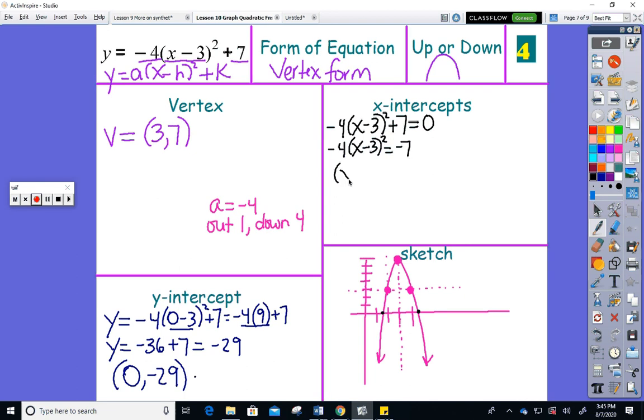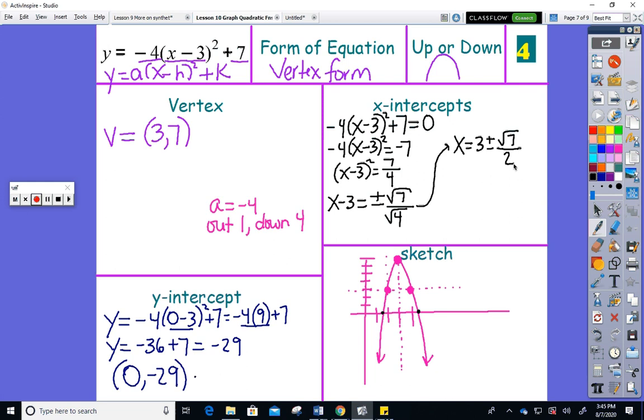I'm going to divide by the 4. So negative 7 divided by negative 4 is positive 7/4. Take the square root of the left and plus or minus the square root of the right. So that's the square root of 7 over the square root of 4. So that's going to be x equals 3 plus or minus the square root of 7 over 2. So I added the 3 and I simply took the square root of the 4. Guys, I notice that the square root of 7 cannot be broken down, so I'm actually done.